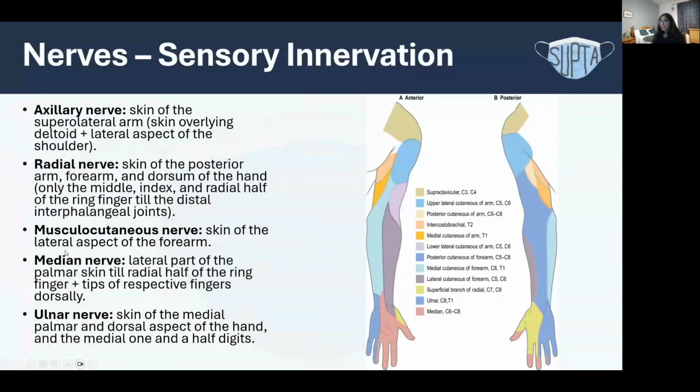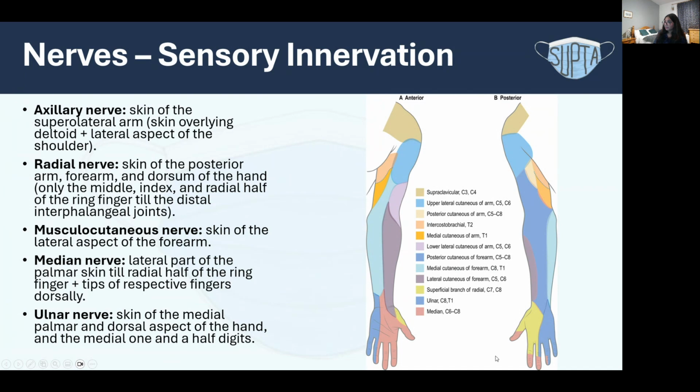Okay, then we have our median nerve. The median nerve supplies, again, the lateral part of the palmar skin. So again, palms facing forward like this, the lateral half of the palmar skin. Okay, lateral half. I know in this diagram it seems confusing, but again, keep yourselves oriented. So the lateral part of the palmar skin, again, till the radial half of the ring finger, till here.